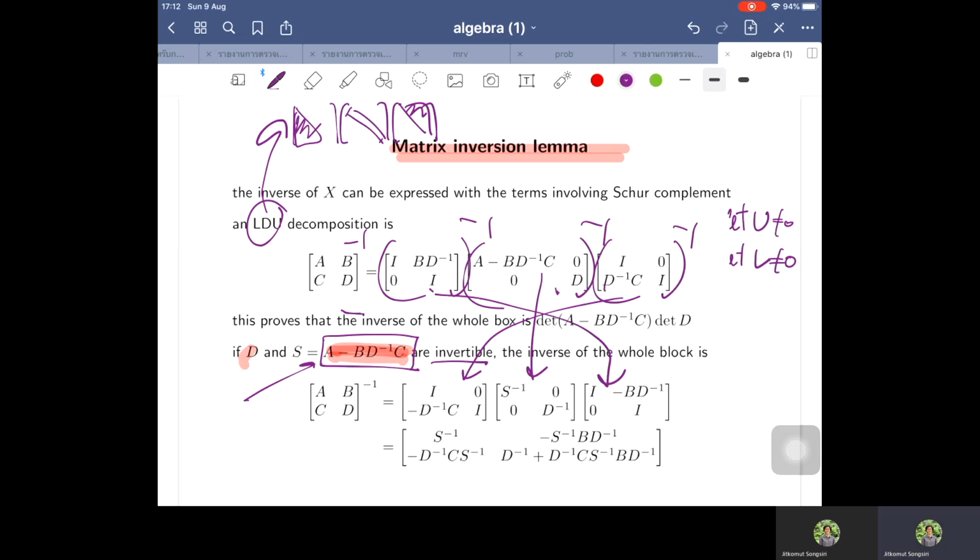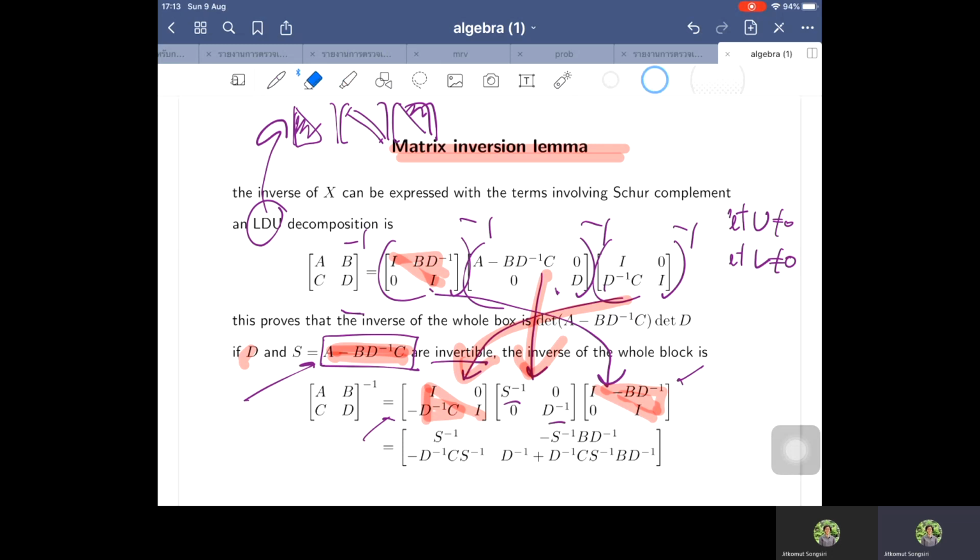You know that for lower and upper triangular matrices, the inverse also preserves the triangular structure. So when this one is lower, the inverse is also lower triangular. This one is upper, the inverse is also upper triangular. And the inverses of L and U you can verify yourself; the expressions are given by this and this. And of course, the simplest one is the inverse of the diagonal block, so it's going to be S inverse and D inverse.